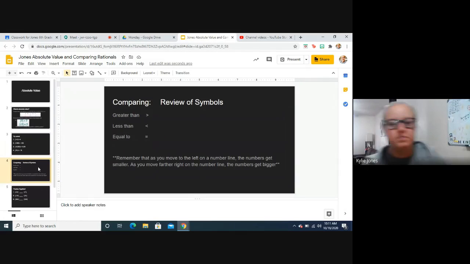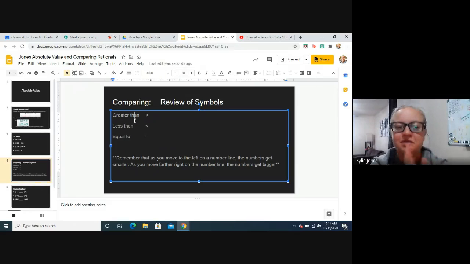Slide number 4. A lot of what we're going to do this week is going to be comparing numbers, whether they're greater than, less than, or equal to, and putting them in order from least to greatest or greatest to least. That's the main part of our standard this week. So let's just review the symbols real quick.